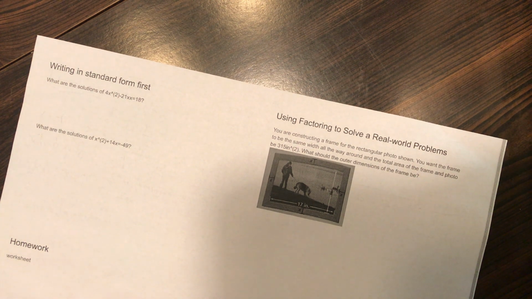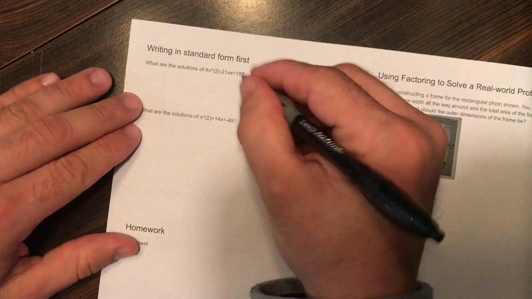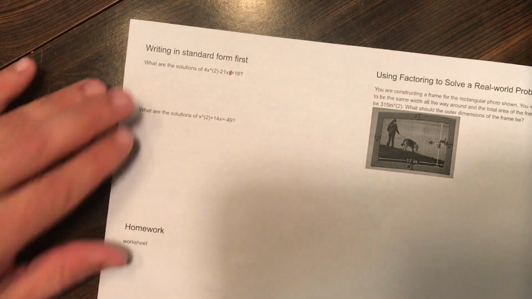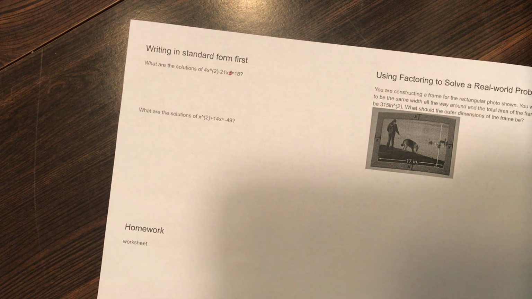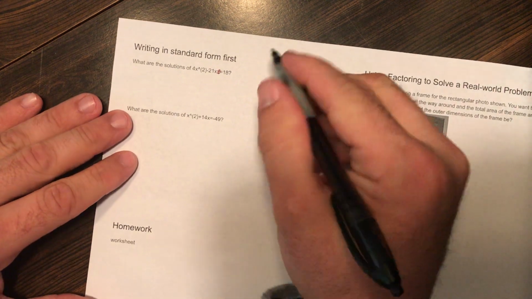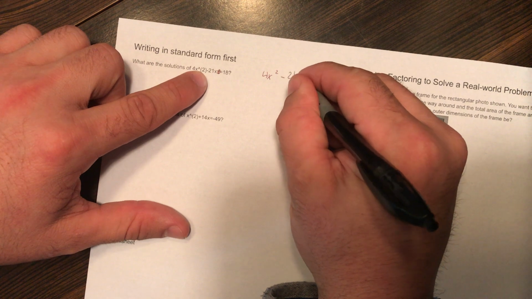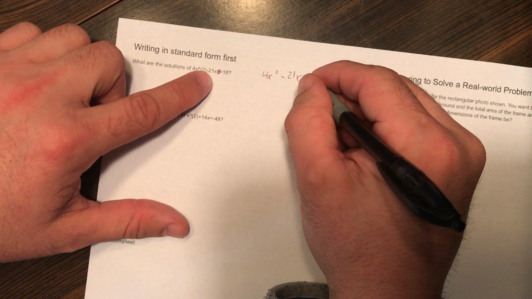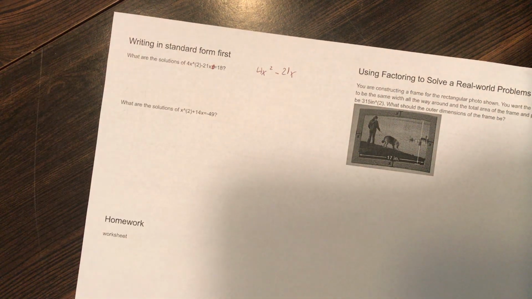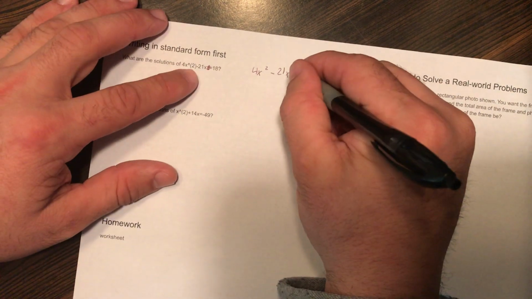Now, writing it in standard form. I'm guessing I doubled up on an x here, my bad. What are the solutions? Oh, we got to write it into standard form before we can even start. This really isn't any harder, but they just made it a touch harder. So we have x to the second minus 21x. And let me double check to make sure that I did actually just make a mistake. Yes, I did. I should have known.